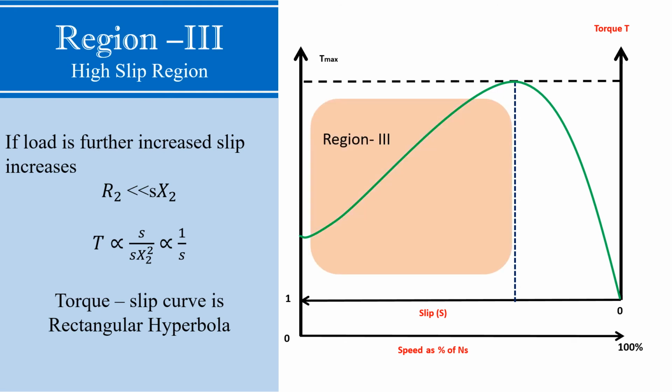The last region is region 3, which is high slip region. If load is further increased, slip increases and rotor reactance becomes greater than rotor resistance. Therefore we'll neglect rotor resistance. Therefore torque is now proportional to slip and rotor reactance. If we consider rotor reactance as a constant, we can say that torque is inversely proportional to slip. Therefore, the curve here is rectangular hyperbola.